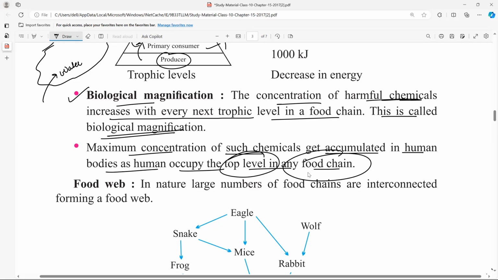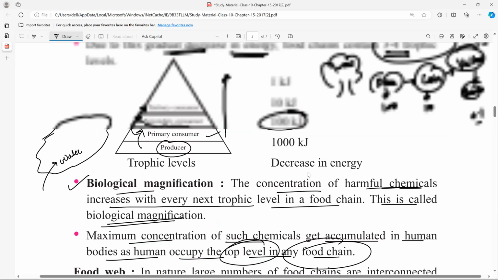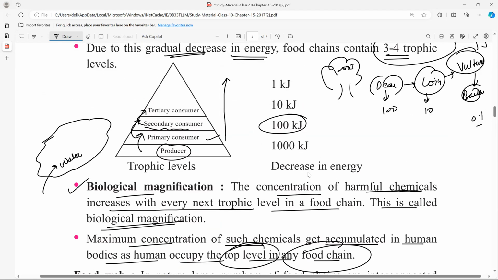So the concentration of the harmful substance will be more in the human body than that of the fish. The concentration of harmful substance keeps on increasing, whereas in the 10% law, the energy keeps on decreasing as we go to the top of the trophic level. It's like the green plant is eaten by the primary consumer, and this primary consumer is eaten by the secondary consumer. As we keep on moving, the energy is decreasing, but this is opposite to the harmful chemicals.